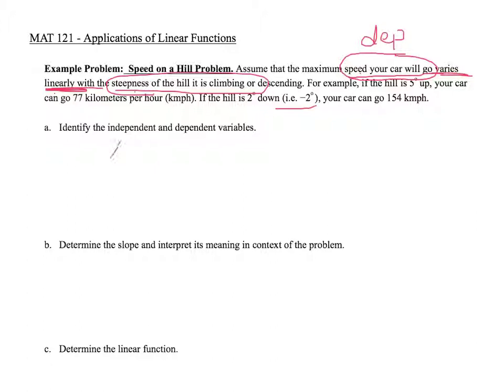Okay, so our independent variable is also represented by x, unless you want to give it a more meaningful letter. So x will be our independent variable, which is going to be the steepness of the hill, and y is going to be speed. So now we need to find the slope and interpret its meaning. You have to be able to tell me what slope means.